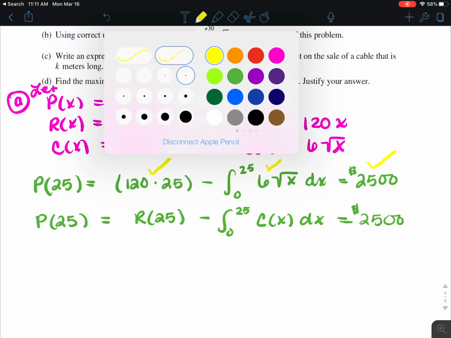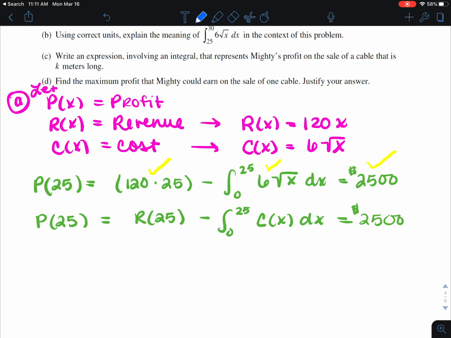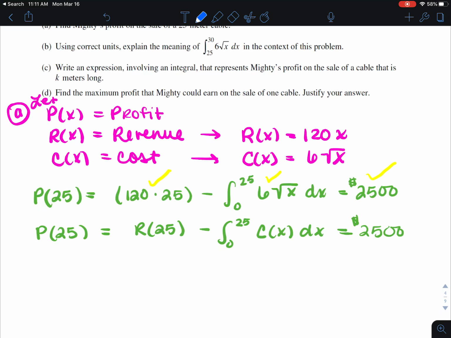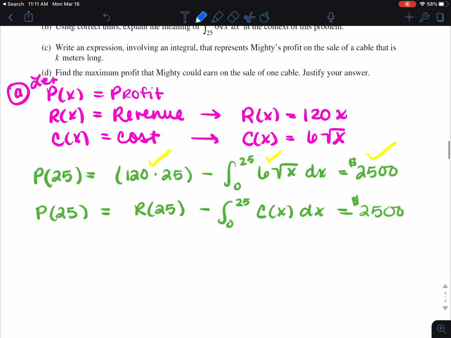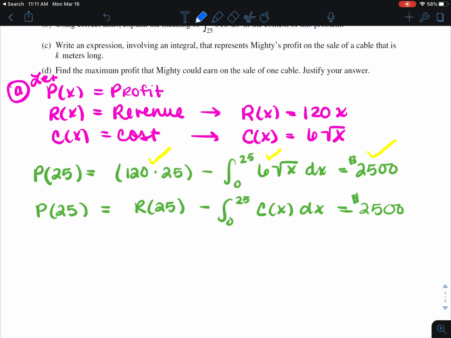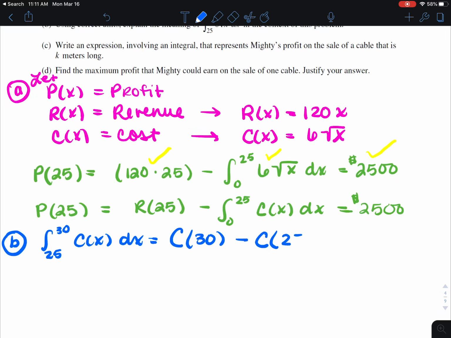All right, part B. Using correct units, explain the meaning of the integral from 25 to 30 of our cost function in the context of the problem. So before you do that, I'd like to just go back for a minute and think about integration is always the difference, right? So I know that if I were to integrate the cost function, C of X, and this is just a side note, I would get a capital C of 30 minus capital C of 25.